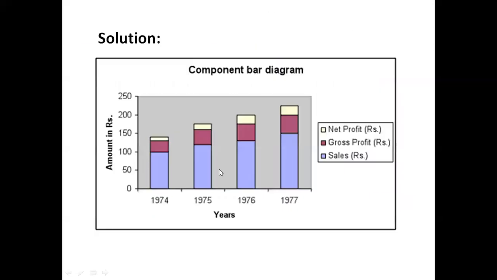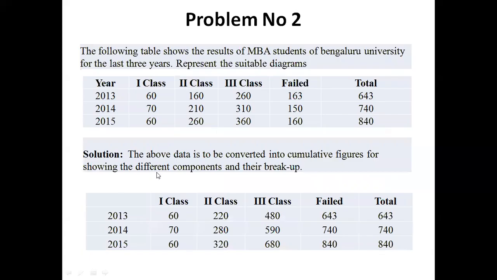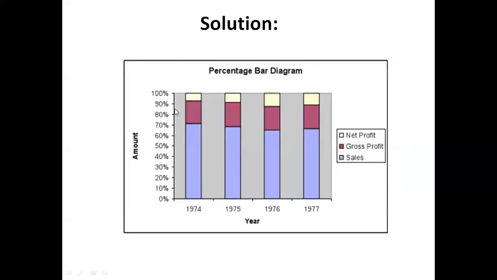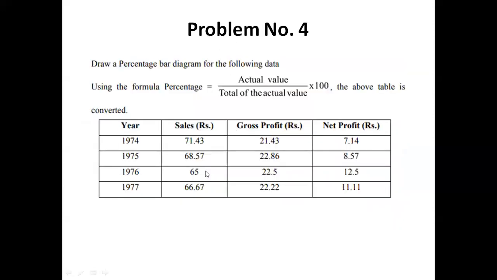Observe this. So what is here? The values, that is the length of these bars, are different. But in the case of the percentage bar diagram, the length of the bars is not different. The same problem is worked out here. Here, when we consider the percentage bar diagram, all are converted into 100.